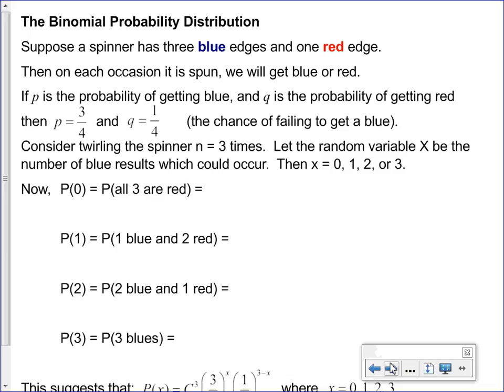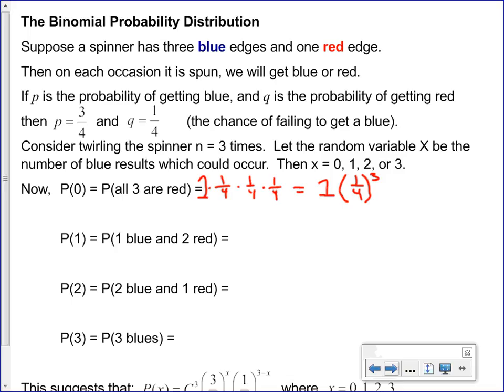Consider twirling the spinner 3 times. Now let the random variable X be the number of blue results which occur. So that means your X is either no blue, 1 blue, 2 blue, or 3 blue. So the probability that all of them are red: you spin it 3 times, that'll be 1/4 times 1/4 times 1/4. Are there any other combinations that can happen? No. So would you agree that there's only one way to do this? So this is just 1 times 1/4 to the 3rd power.